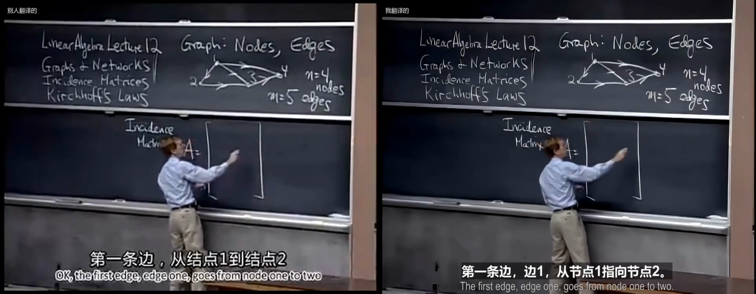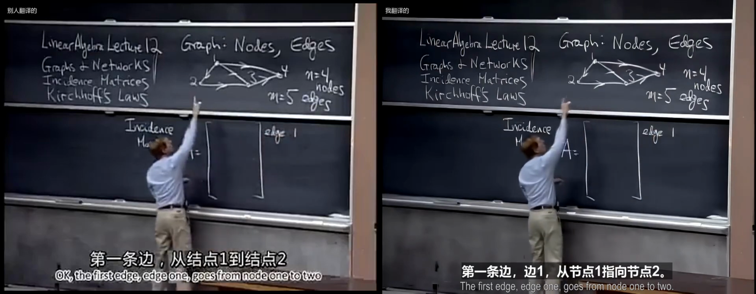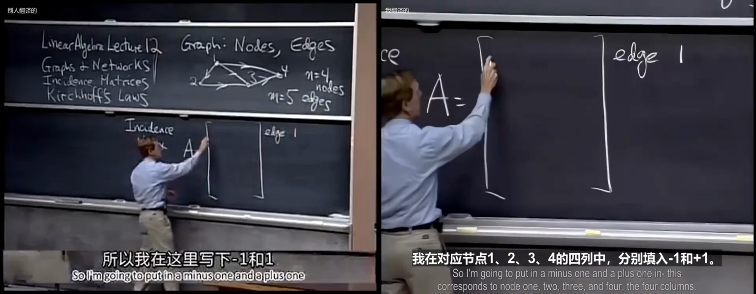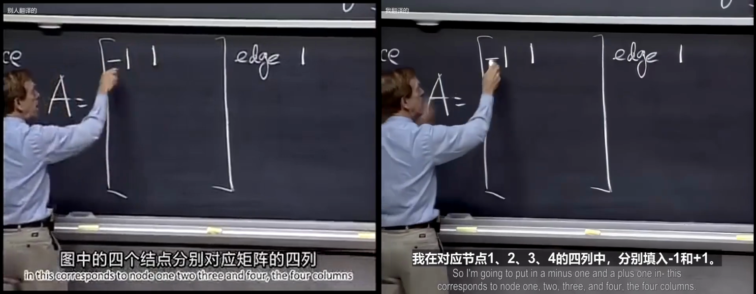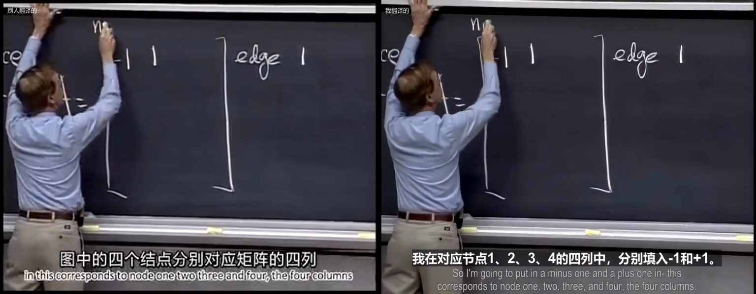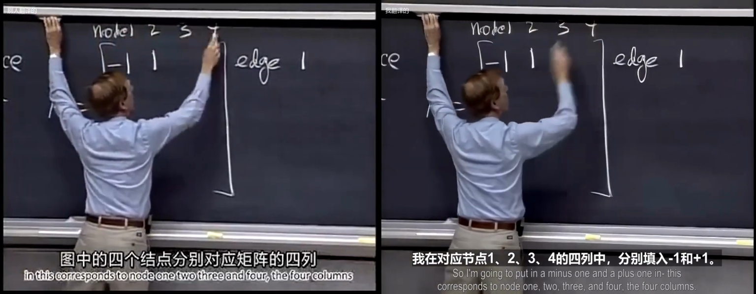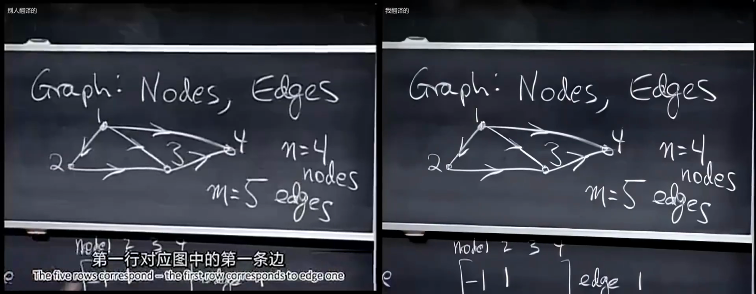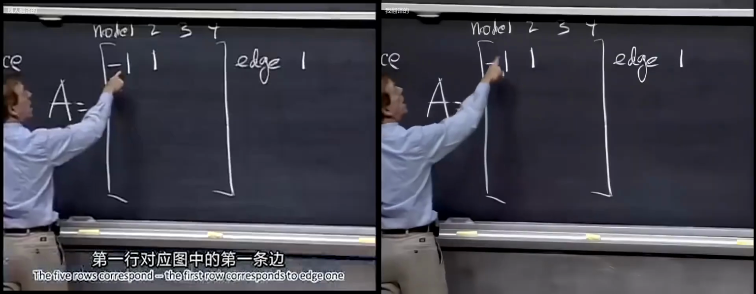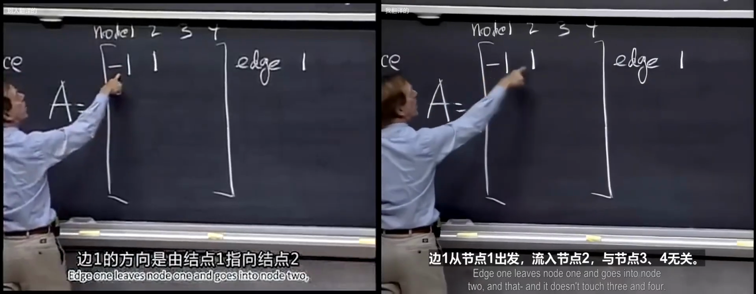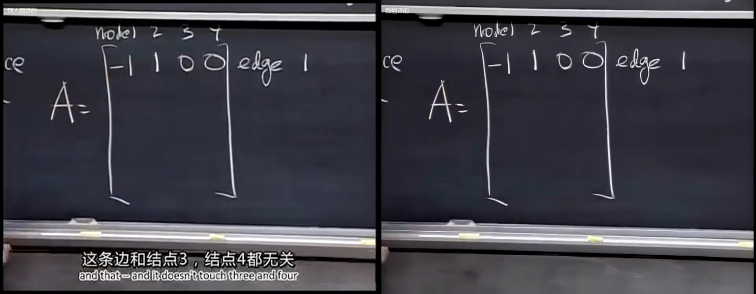Let me write down again what this graph looks like. Okay, the first edge, edge 1, goes from node 1 to 2. So I'm going to put in a -1 and a +1 here. The columns correspond to node 1, 2, 3, and 4. The 5 rows correspond, the first row corresponds to edge 1. Edge 1 leaves node 1 and goes into node 2, and it doesn't touch 3 and 4.